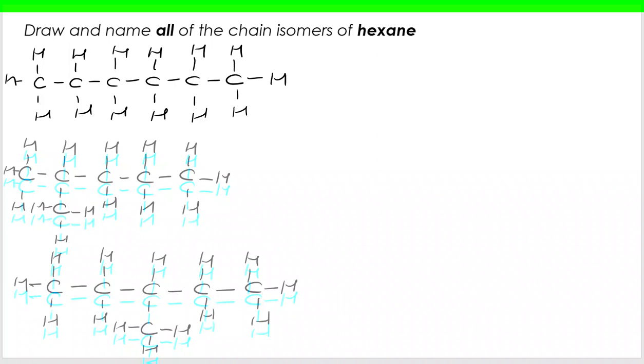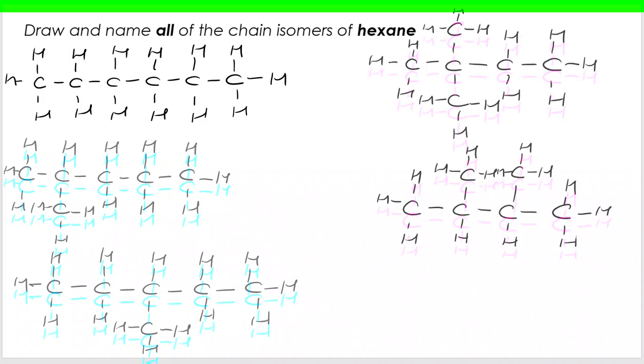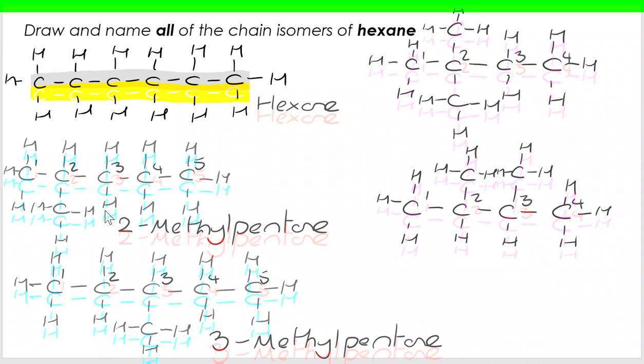Can I go any further? Well, I can go to those based around butane. And I can have both of my methyl groups coming off the second carbon, or I could have one coming off the second and one coming off the third. So I've actually got 5 different isomers of hexane. Taking a look through, this one is hexane, 5 in a row. For these, I have got 2-methylpentane and 3-methylpentane as my 2 options.